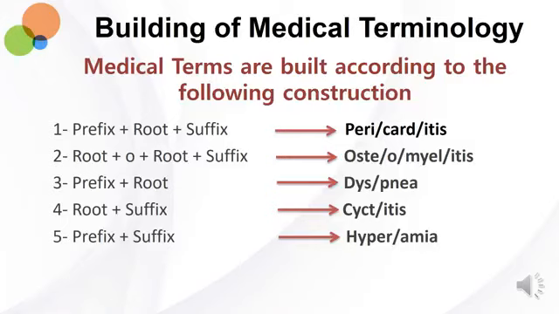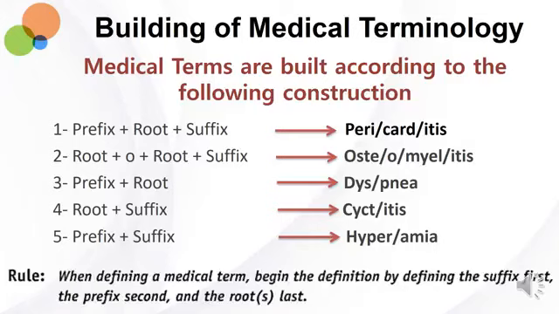When I want to define a medical term, any medical term, as we have observed, it is formed of two or more parts. Which part am I going to start with? Am I going to start with a root? A suffix? A prefix? So our rule is that we have to state the definition of any medical term starting with the suffix.